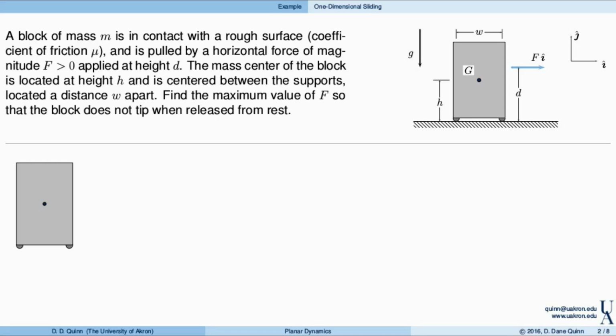So here's the problem. We have a block of mass m that is in contact with a rough surface, and the coefficient of friction between these supports and the ground is mu. Now it's pulled by a horizontal force with magnitude F that is greater than 0, so here this is a force to the right, and it's applied at a height of d above the ground. So the mass center of the block is located at a height of h and is centered between the two supports. And I'd like to find the maximum value of the force F so that the block does not tip when it's released from rest.